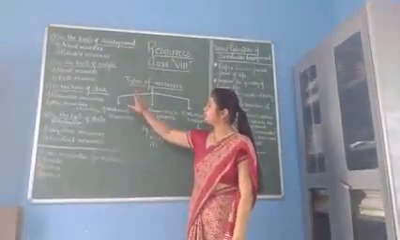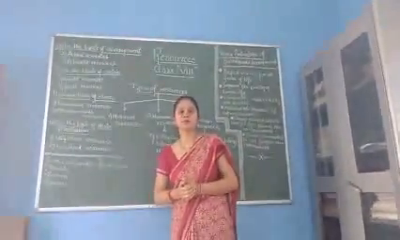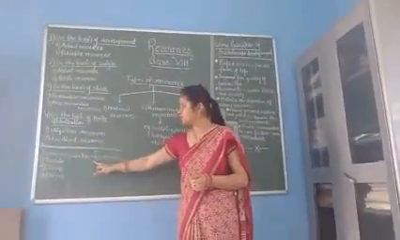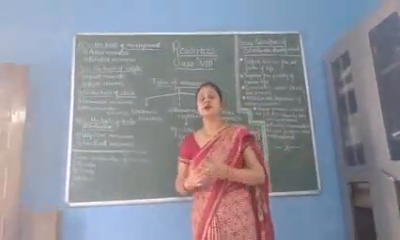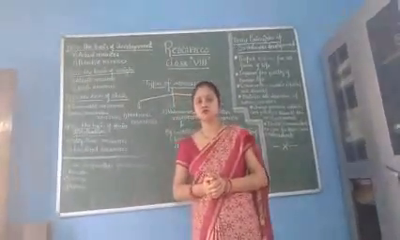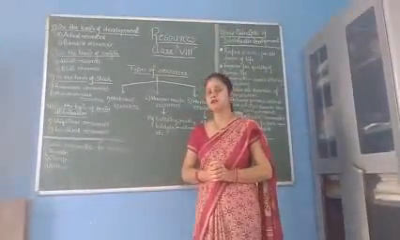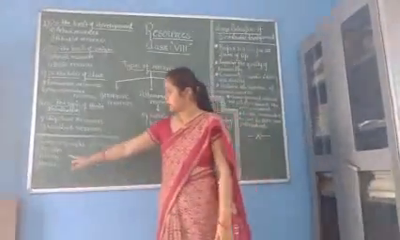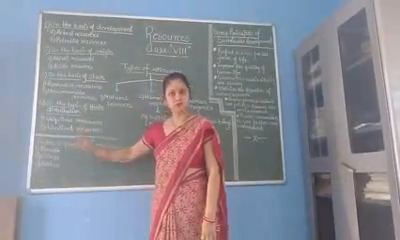So children, after types of resources, the next topic of this chapter is the factors responsible for the resources. Means different factors are responsible for the resources. So there are basically three factors which are responsible for natural resources. Here you can see the first is the terrain, that is responsible.